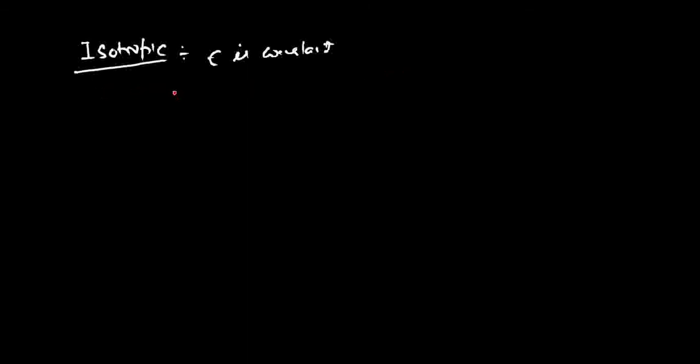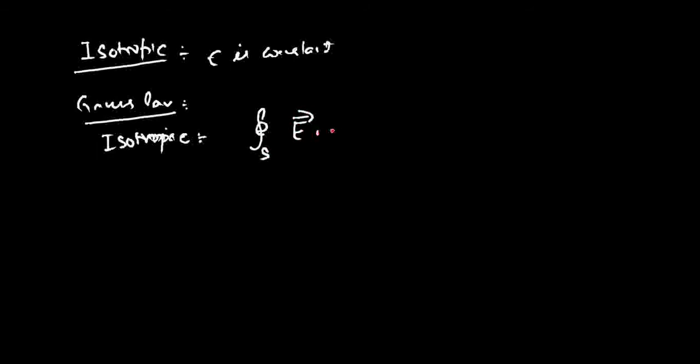So Gauss law representation for isotropic materials would be, let's take the case of isotropic. Isotropic materials would be surface integral E dot dS is equal to Q by epsilon, or del dot E is equal to rho v by epsilon. You can play with epsilon only if it is an isotropic medium.